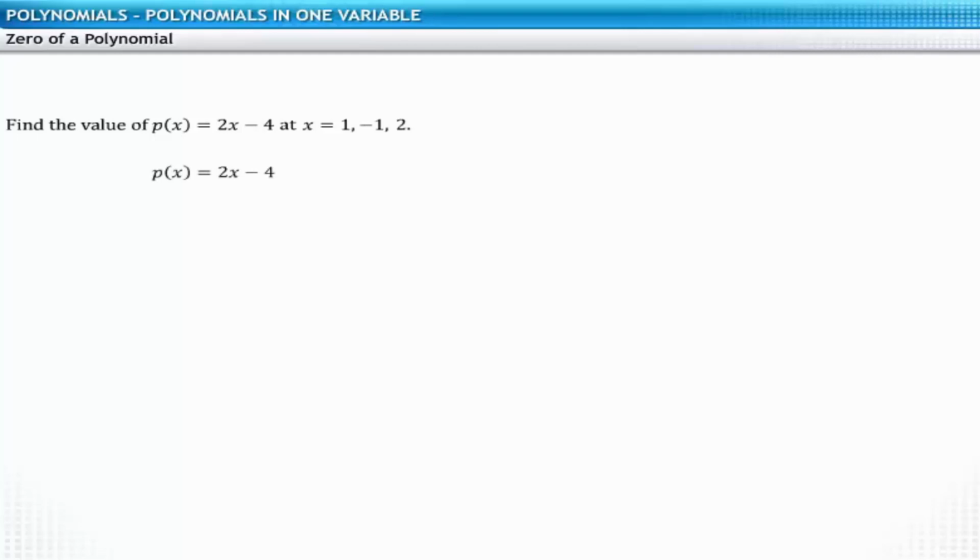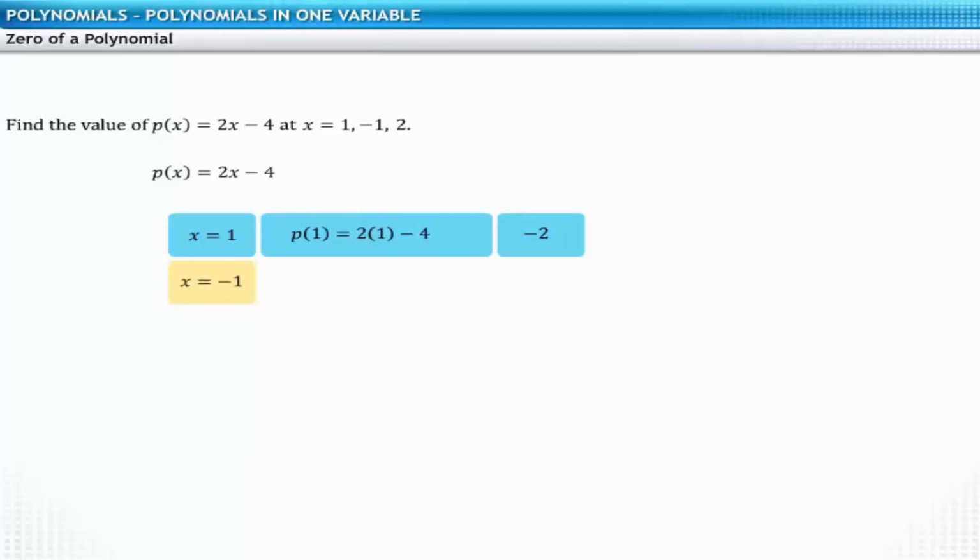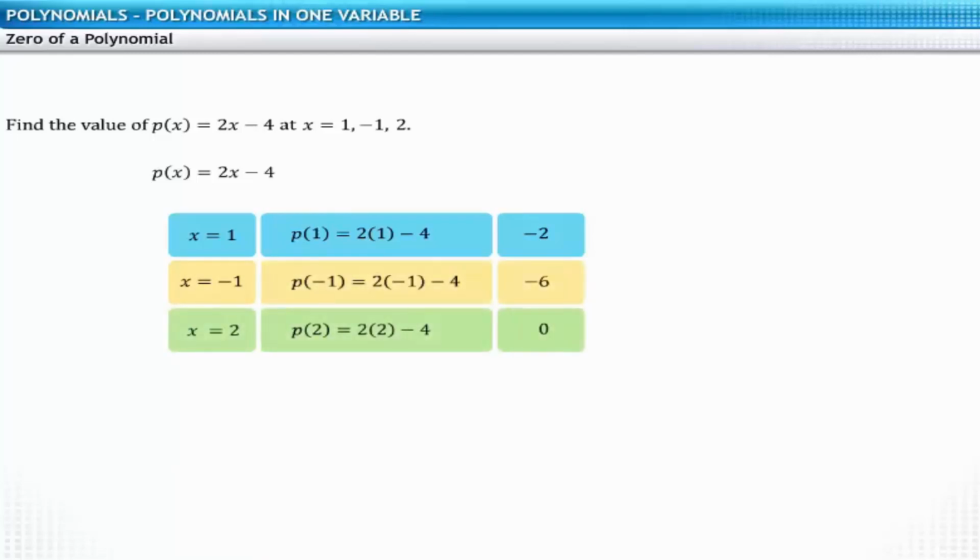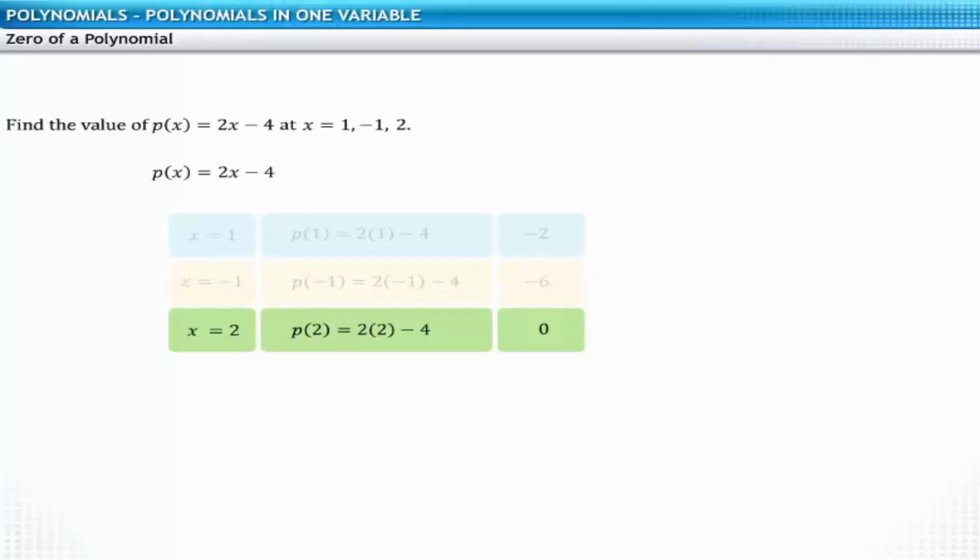Let's solve the polynomial for each of these values of x. First, substitute x with 1 in the polynomial. The value of the polynomial is minus 2. Similarly, the value of the polynomial for x is equal to minus 1 and x is equal to 2 is minus 6 and 0 respectively. In this example, the value of the polynomial is 0 when x is equal to 2. Therefore, 2 is the zero of the polynomial p of x is equal to 2x minus 4.